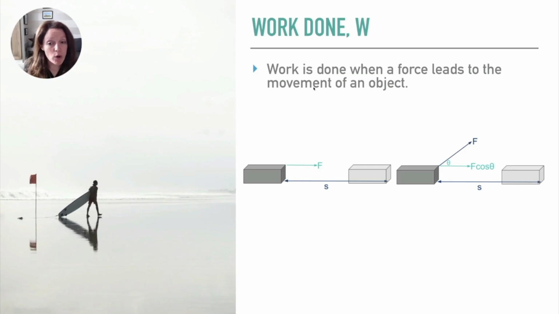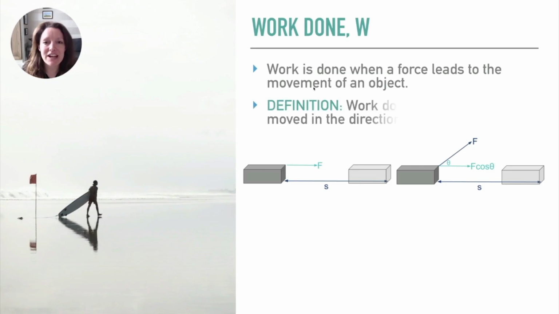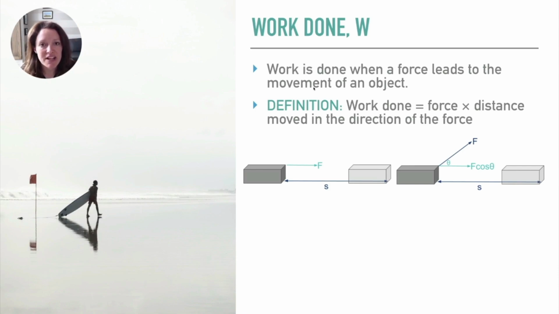The fact that work is done when a force leads to the movement of an object, we can surmise that the formula for work done must have something to do with force, and it must have something to do with the movement of an object. And in fact, the definition of work done is work done equals force times distance moved in the direction of the force. Now, you might be tempted to ignore that second line and say definition of work done is work done equals force times distance.